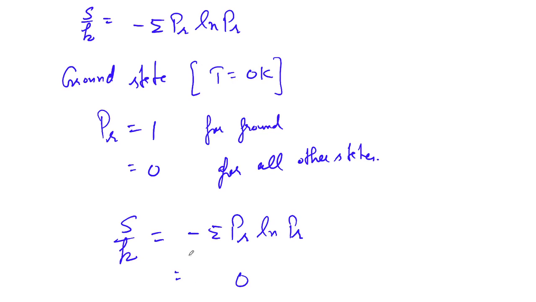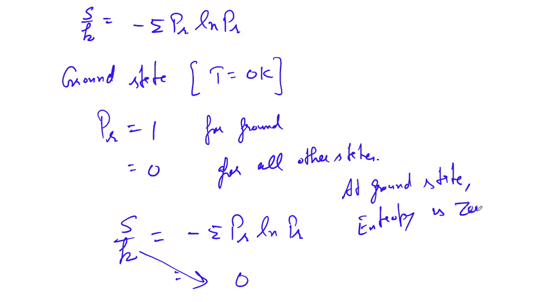So what does it mean? In the ground state, at 0 Kelvin temperature, the entropy is 0. This is the same as the Nernst heat theorem, and it is following the third law of thermodynamics. So what does it mean?